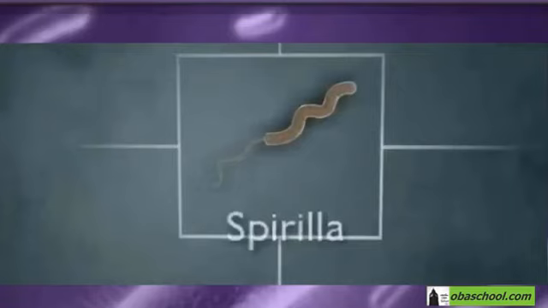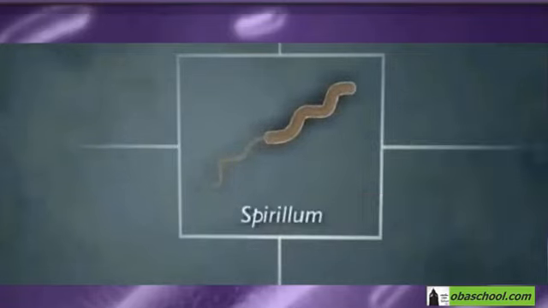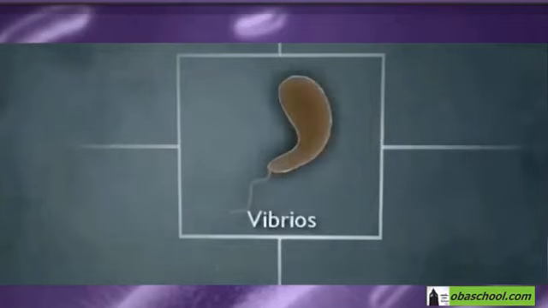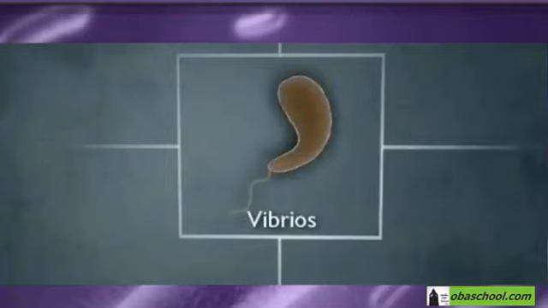The third shape is the spirilla, which is a spiral shape. For example, the spirillum. The last shape is the vibrios. It is a crescent moon shape. For example, the Vibrio cholerae.